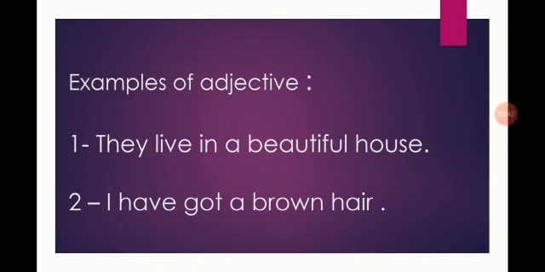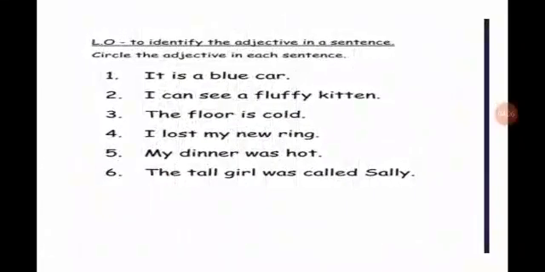Number 2, I have got brown hair. I here is the subject, have got is the verb. So I have got brown hair. Here I describe my hair as brown. وصفت شعري بأنه لونه بني. So brown here is an adjective that modifies the noun hair. So adjectives make your writing and speaking more interesting. So this is the difference between verbs and adjectives.